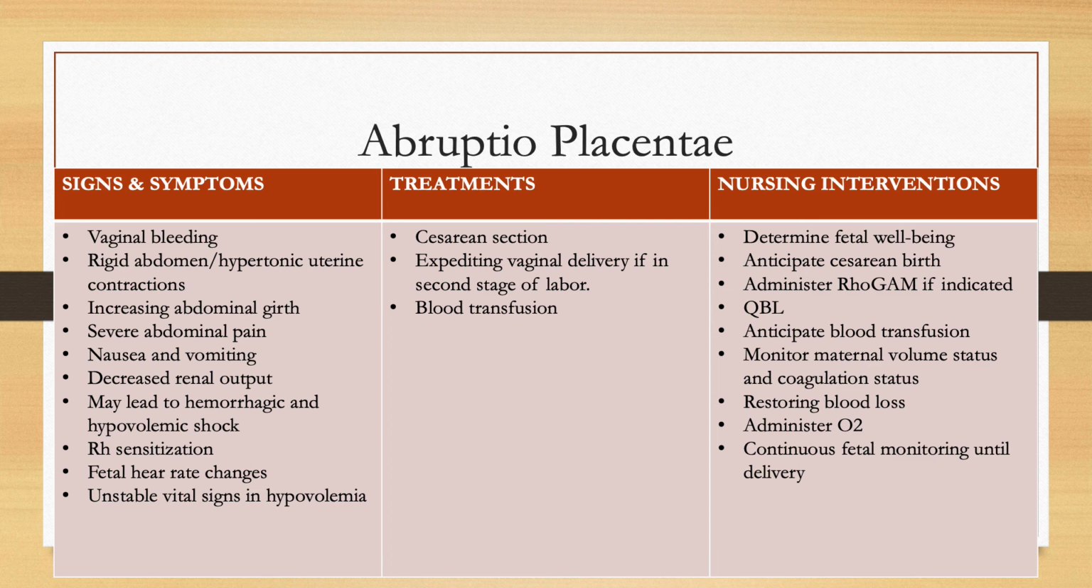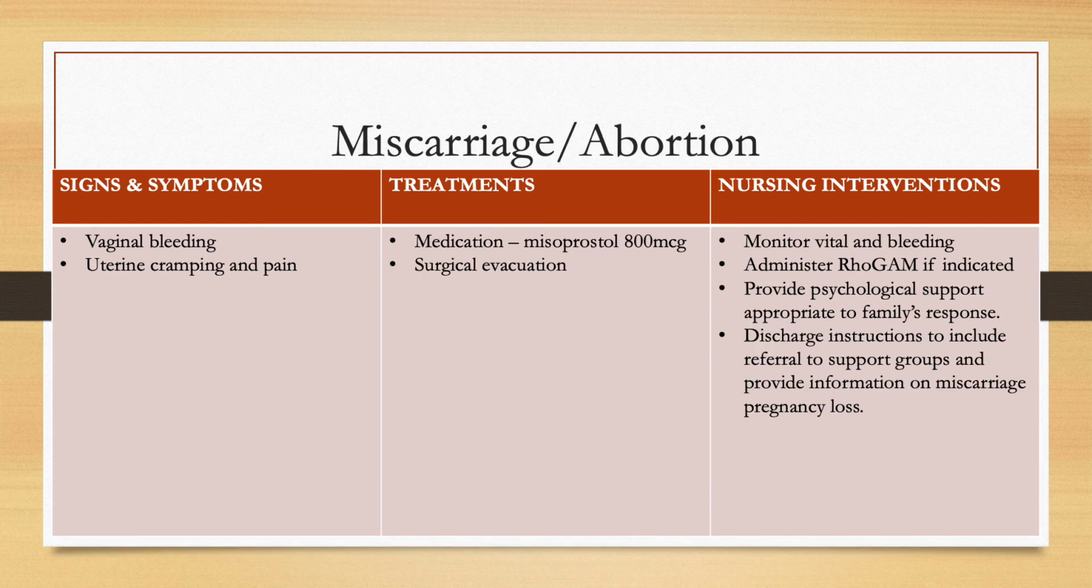Again, women can exsanguinate if they're bleeding heavily enough, with anything that's related to the placenta, in as little as 10 minutes. So this is serious. Miscarriage or abortion, okay? A miscarriage is pretty much before they reach 20 weeks gestation. After 20 weeks, we call it an abortion.